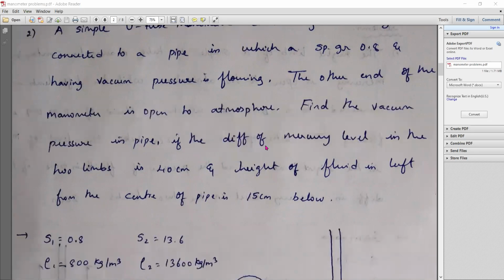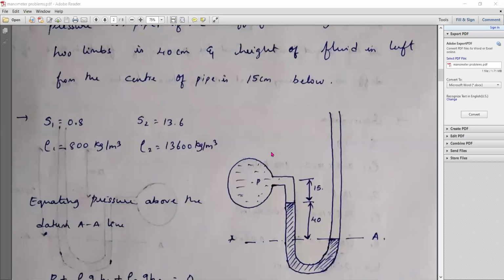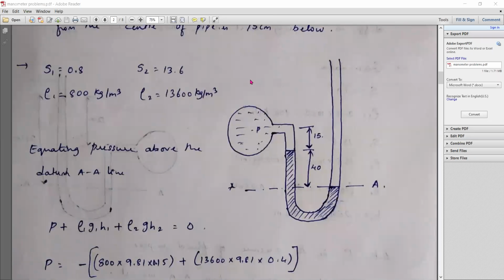Right, if you have copied the question, please draw the drawing. So it looks like this. He said that it is vacuum pressure, so on the right side we should not have any manometric fluid. So this becomes your datum line. From the datum line, manometric fluid is there.